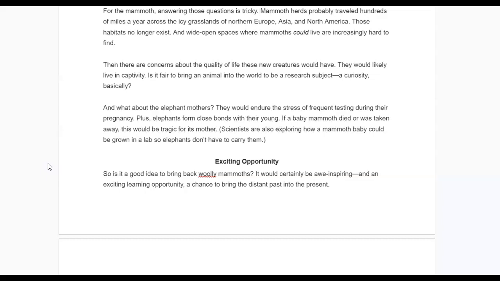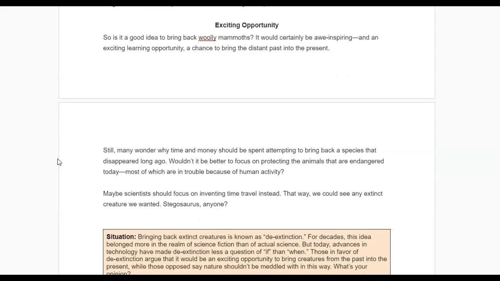Scientists are also exploring how a mammoth baby could be grown in a lab so elephants don't have to carry them. Exciting opportunity. So, is it a good idea to bring back woolly mammoths? It would certainly be awe-inspiring and an exciting learning opportunity, a chance to bring the distant past into the present. Still, many wonder why time and money should be spent attempting to bring back a species that disappeared long ago.